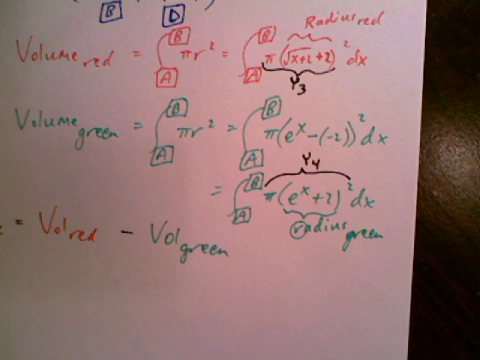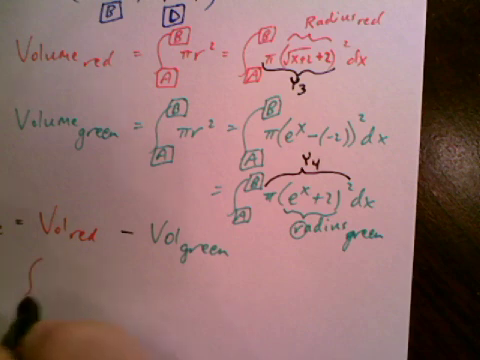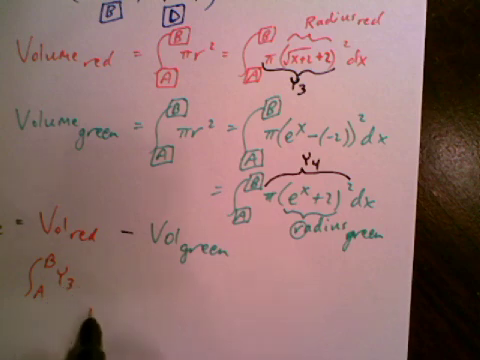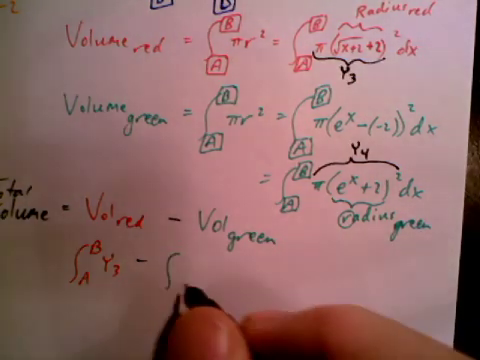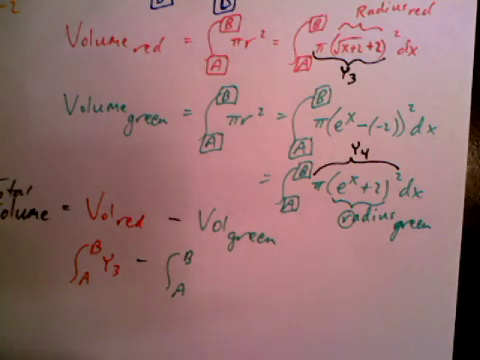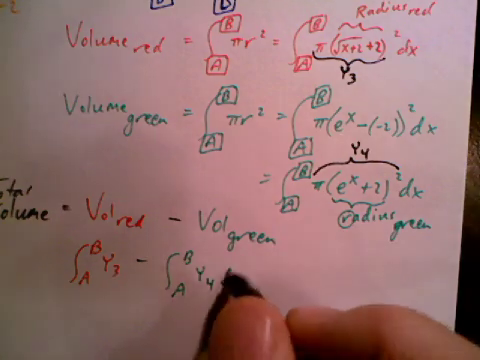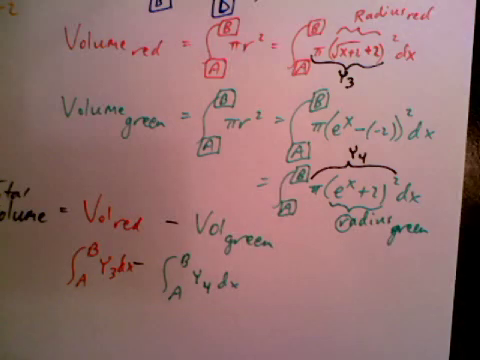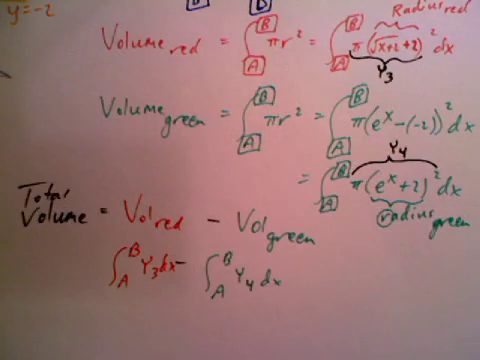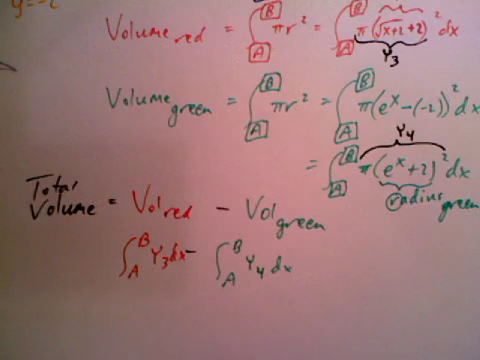So total volume equals volume red from A to B, I'm not going to put the boxes around it anymore, y3, and then minus the integral from A to B of y4. You can put a dx there. So let's go ahead and calculate that. Type that into your calculator, see if you get the same answer that I do.